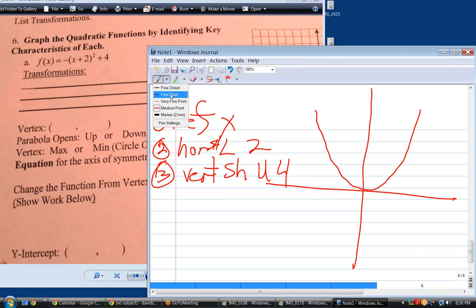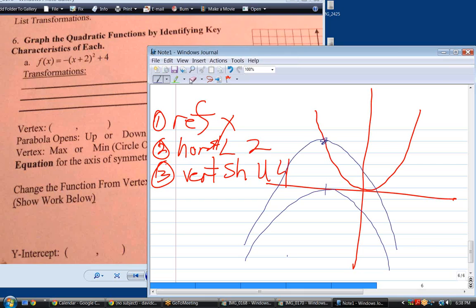So let me draw this in a different pen. The first thing I would do is reflect it. That makes it look like that. Second thing I'm going to do is horizontally shift it left 2 units. Makes it look like that. And finally, I'm going to go up 4 units. Makes it look like that. And that's the graph of that function.